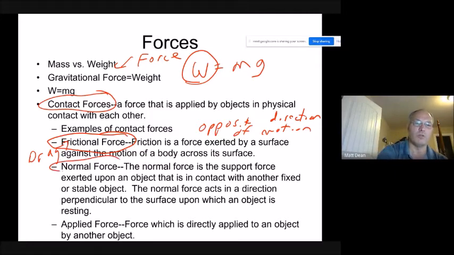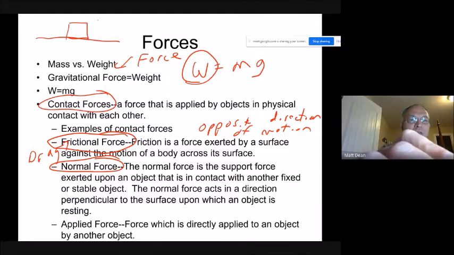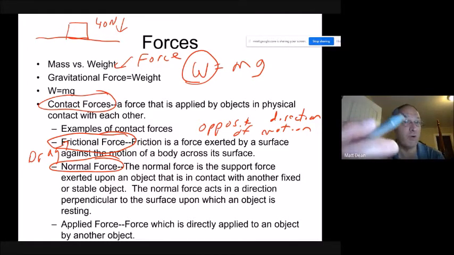The normal force, that's the support force exerted on an object that's in contact with a fixed object. So for example, if we had a box sitting on the ground, let's say we know that that box weighs 40 newtons. So its weight is acting down. Well, if there wasn't an upward force acting on that box, it would accelerate downward because there would be a net downward force acting on it.